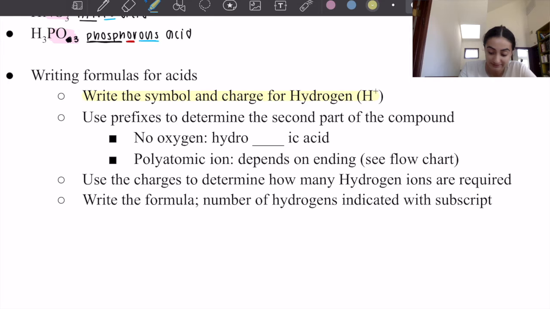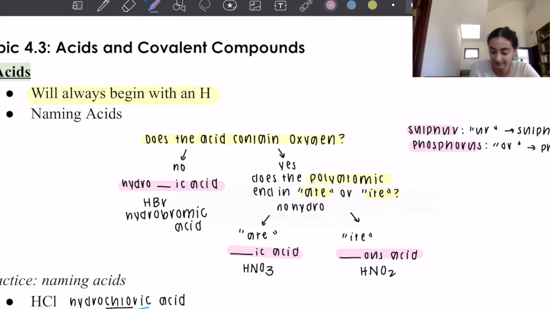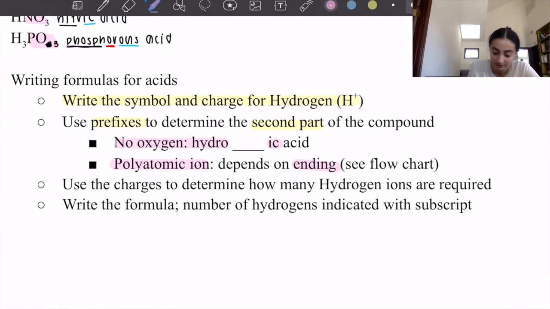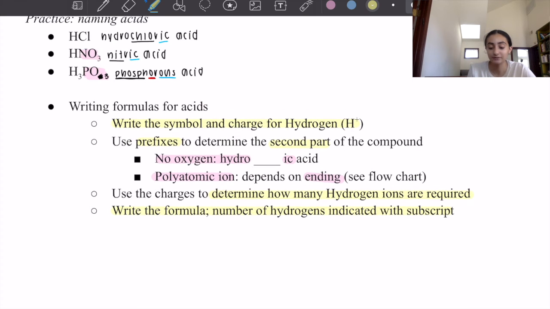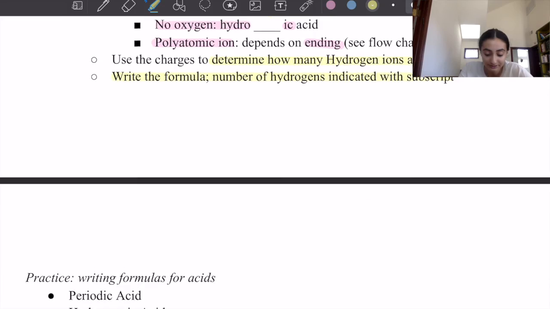Then we're going to use prefixes to determine the second part of the compound. So like I showed you in the flow chart, if there is no oxygen, we use hydro, ending in ic. If there's a polyatomic ion, it depends on the ending, which you can see up here on the flow chart. So then we use the charges, just like any compound, to determine how many hydrogen ions are required, and then we would write the formula. You indicate the number of hydrogens with a subscript, and if you need more than one of a polyatomic ion, maybe if you need to get the least common multiple, you would use parentheses and subscripts, just like with polyatomic ionic compounds. So now let's do some practice with that.